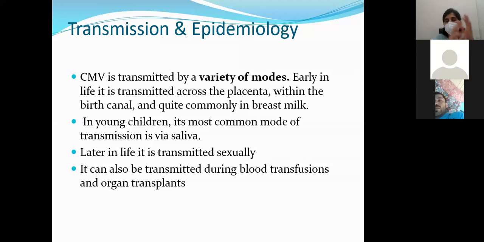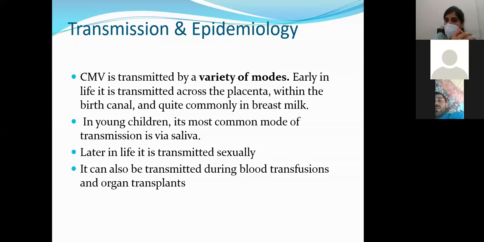So now we will revise the modes of transmission of all the herpes viruses. The mode of transmission of herpes simplex virus 1, which causes vesicles mostly on the mucocutaneous junctions or on the face, is by saliva. Herpes simplex virus 2, which causes vesicles on the genitalia, is transmitted sexually.